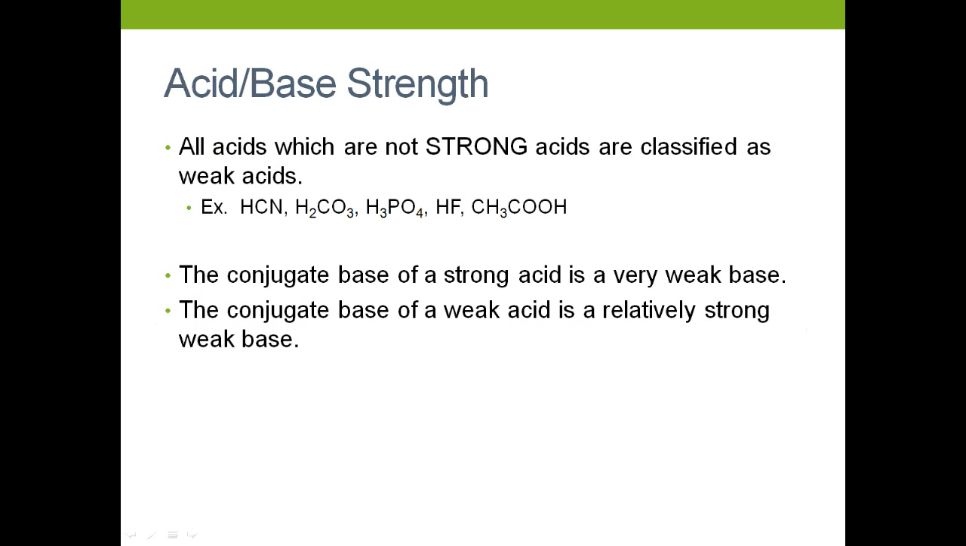All acids that are not strong acids are classified as weak acids. There are way too many of these to even list or try to learn, but just keep in mind, if you have an acid that is not one of the 7 that you were supposed to memorize as a strong acid, it is a weak acid. The conjugate base of a strong acid is a very weak base. The conjugate base of a weak acid is a relatively strong weak base.